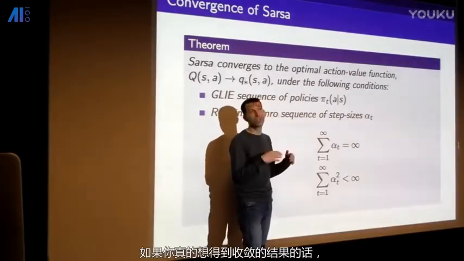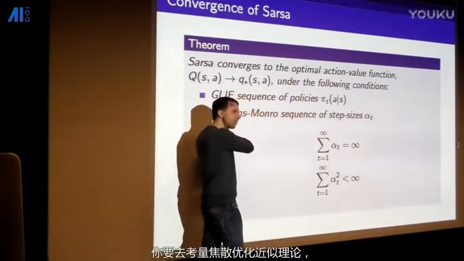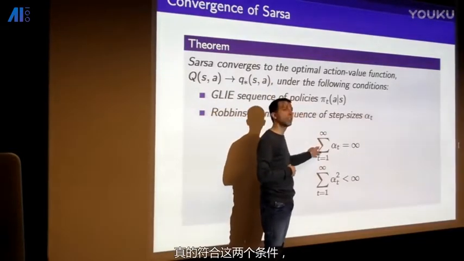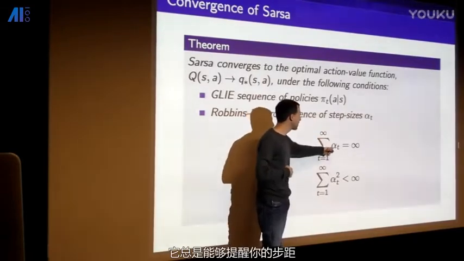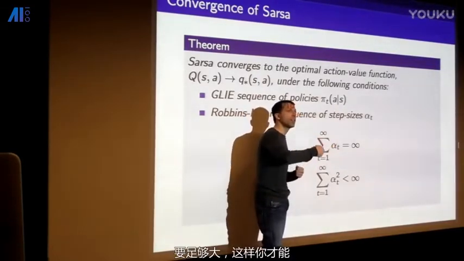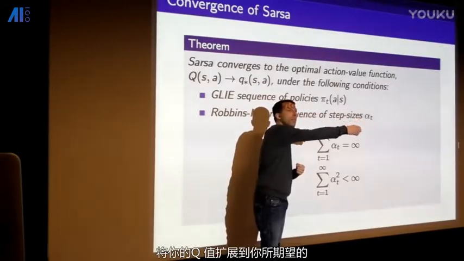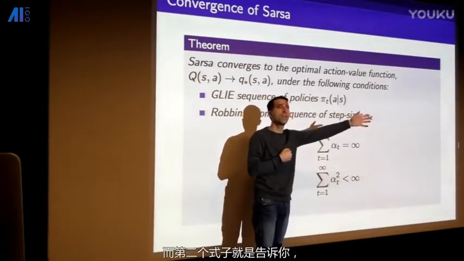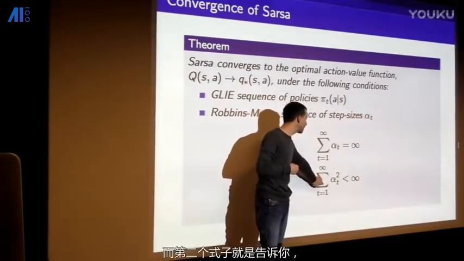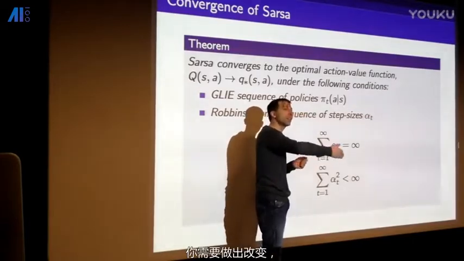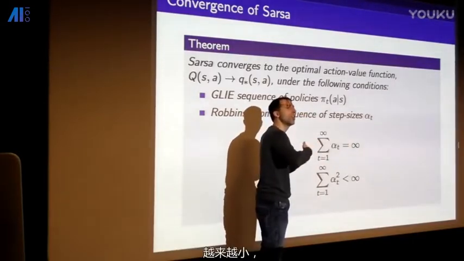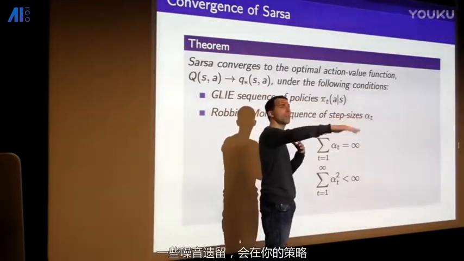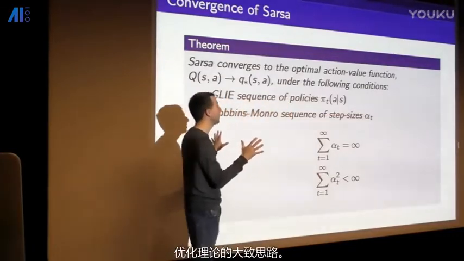If you really want convergence, you need to look at stochastic approximation theory, and make sure that your step sizes follow these two conditions. All this tells you is that the step sizes are sufficiently large that you can move your Q value as far as you want. You might need to move your Q value from your initial estimate to some very, very large or very, very low value if you're wrong. And the other condition tells you that eventually the changes to your Q values become smaller and smaller. The changes to your Q values have to vanish and become 0 eventually, otherwise you'll still have noise and jumping around in your policy. So that's just stochastic approximation theory.